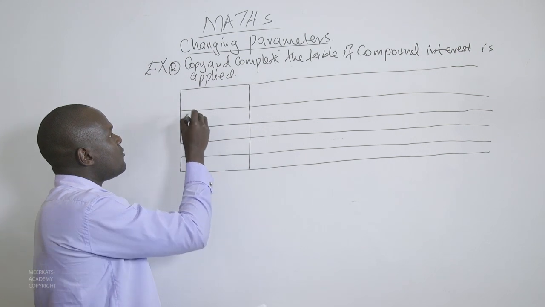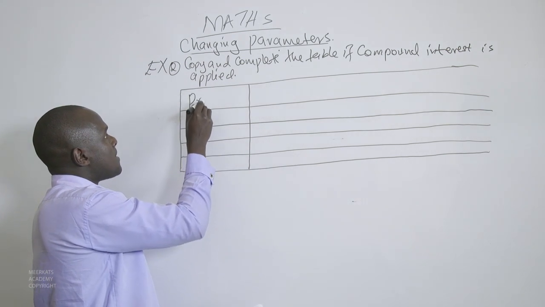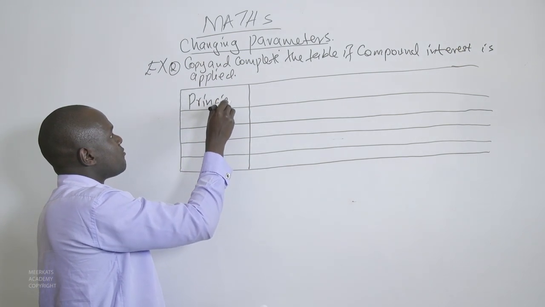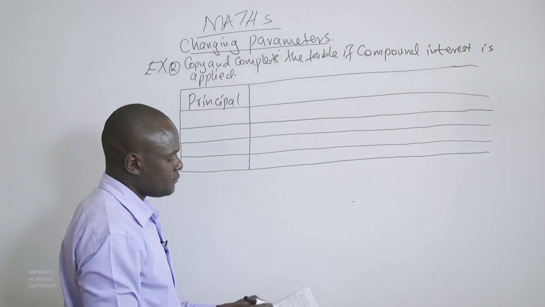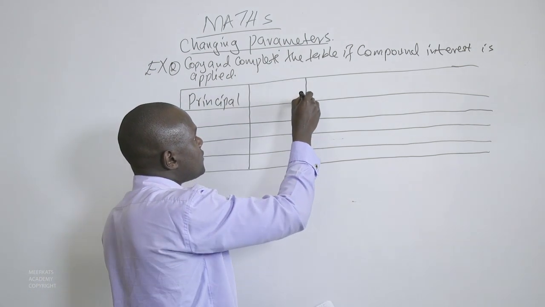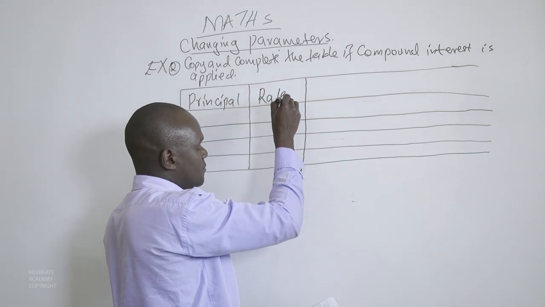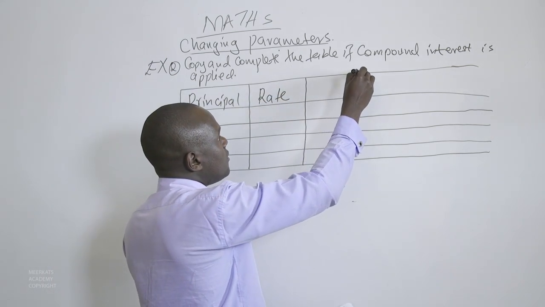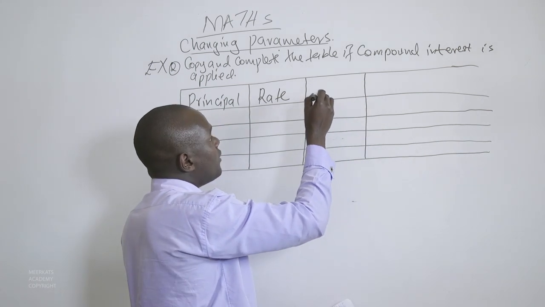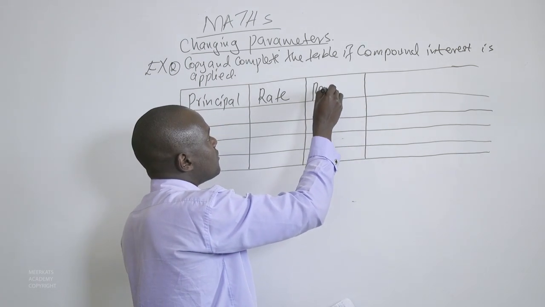In the first column, we have the principal. In the second column, we have the rates. In the third column, we have the period.